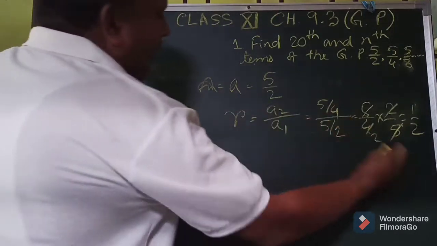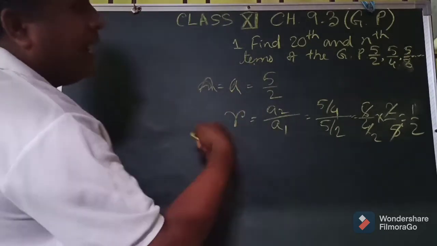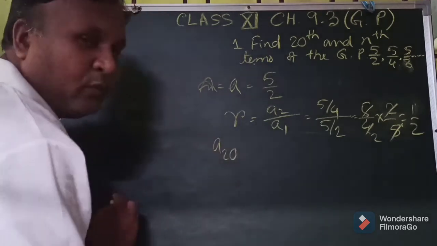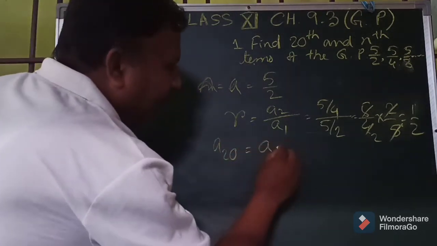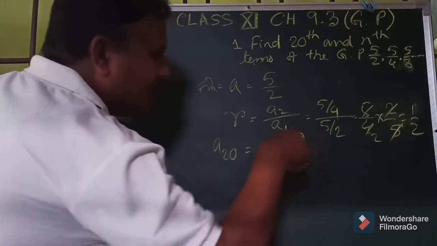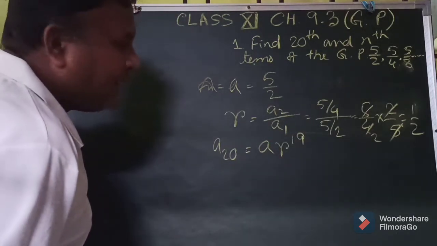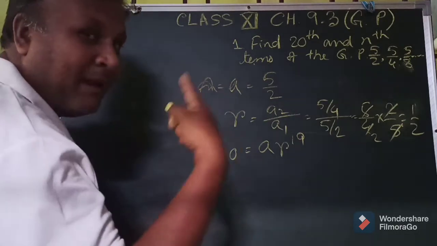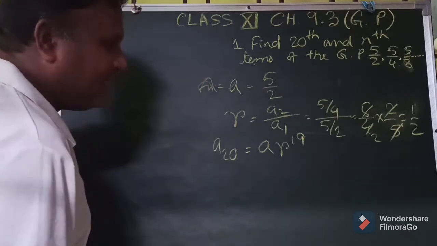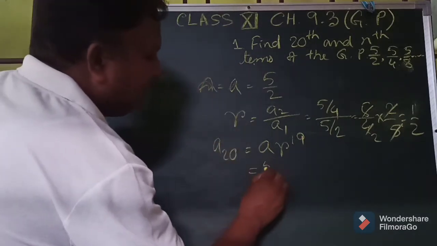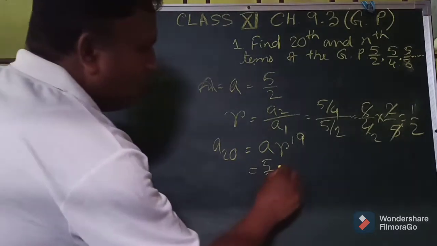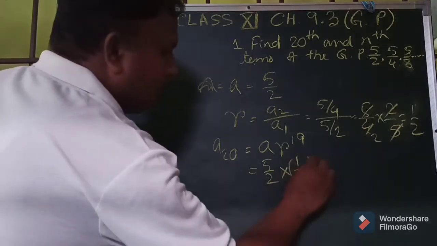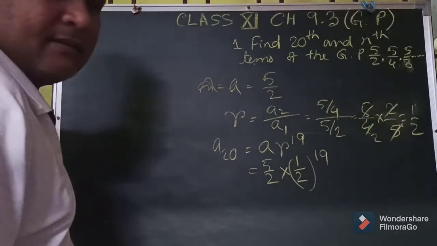So we have got A, now we have got R, and then what? We have been asked to find the 20th term. So A20 is how much? AR to the power 19. Why 19? For the nth term, what do we write? n minus 1. Here also it will be 1 less. A means 5/2 into R means 1/2 to the power 19. Correct?